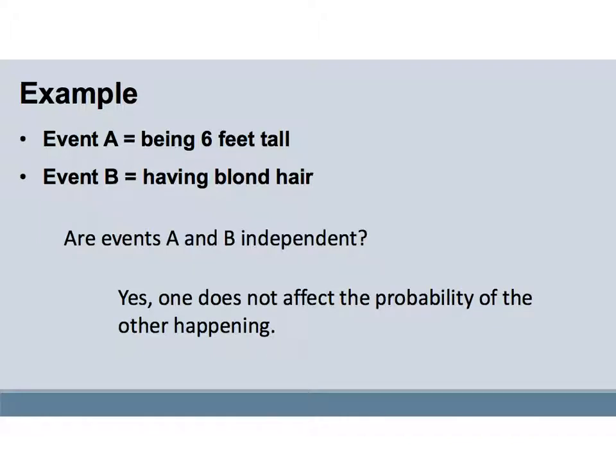So, like two events, event A is being 6 feet tall, event B is having blonde hair. Are they independent? Yes. Being 6 foot tall doesn't dictate what color hair you have. Being blonde doesn't designate how tall you are. So those are independent.